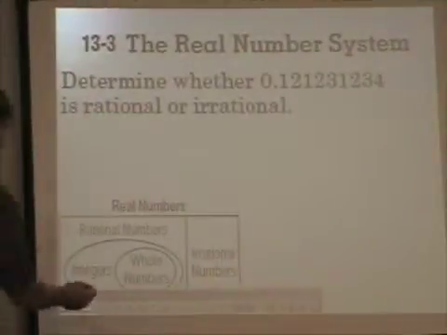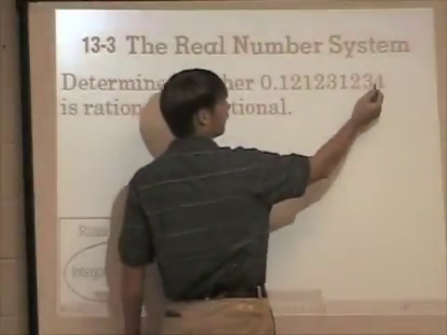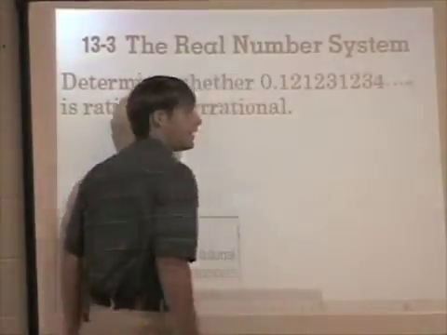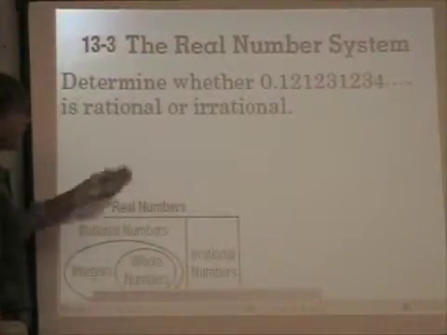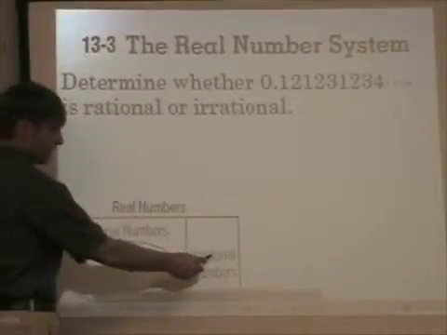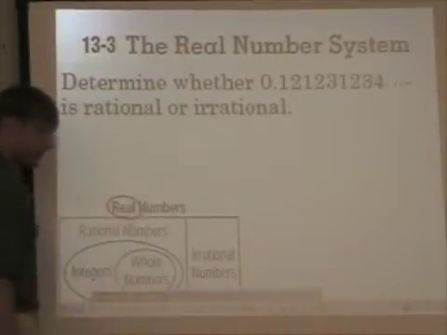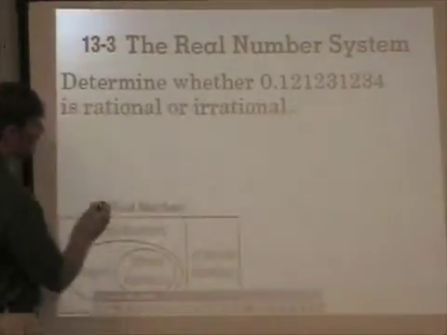Now, y'all tell me, is this number 0.1212312434 going on forever, rational or irrational? Irrational, because it shows no pattern. It is irrational, but it's also real. So you have to say that on your homework. It's real and irrational. Okay?